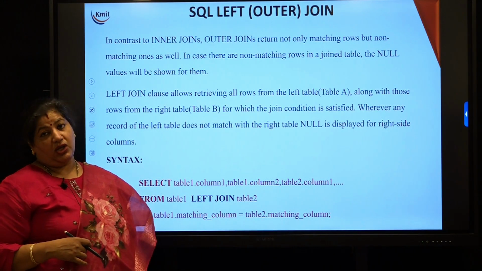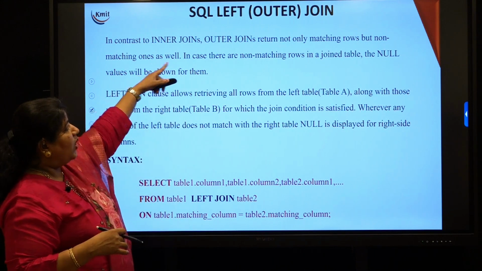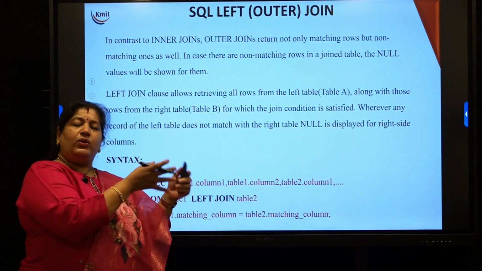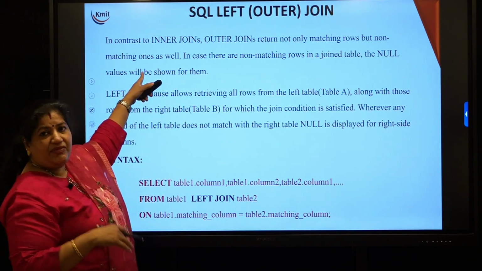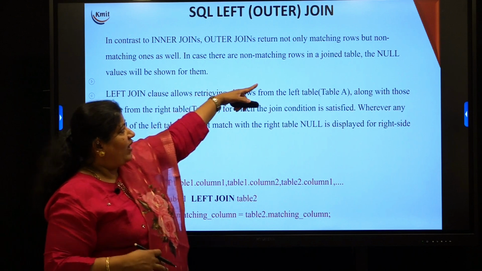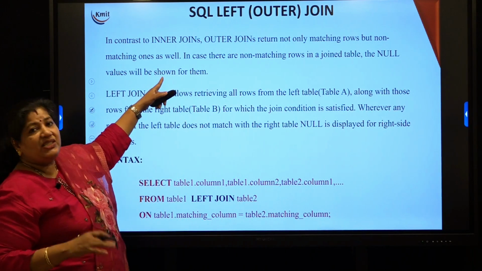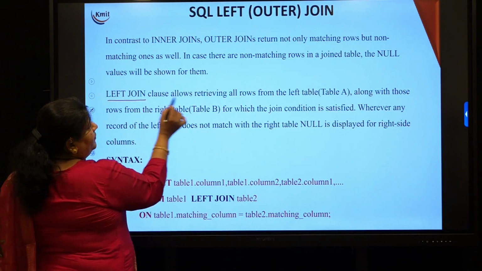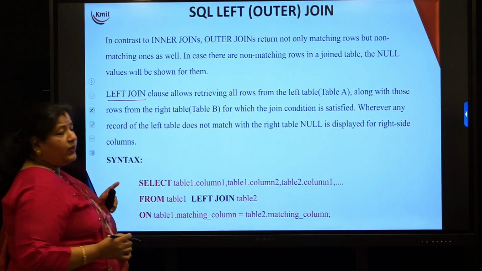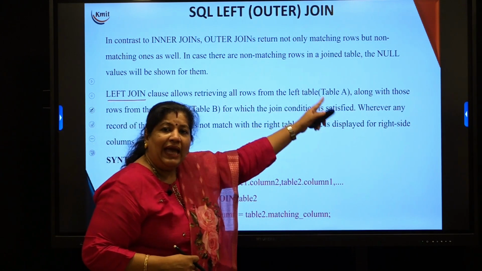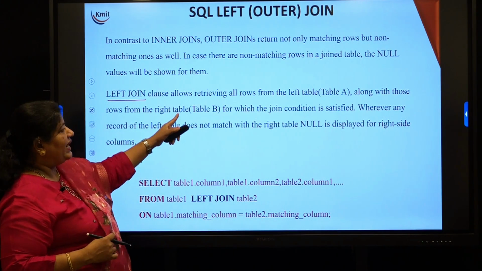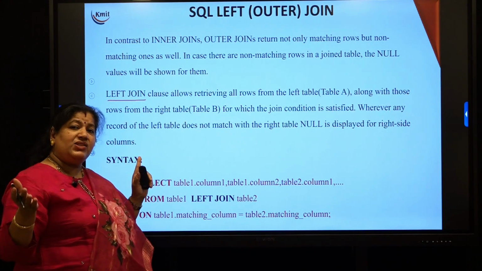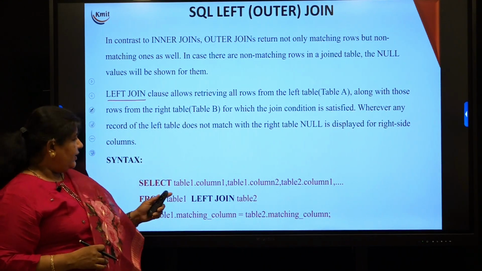Coming to the left outer join. Unlike your inner joins, outer joins not only return matching values, but also the additional non-matching values from the left side or right side table, and for those non-matching values nulls will be shown. Your left join allows retrieving all rows from the left table along with those rows from the right table which match the join condition. Whenever the join condition is not satisfied, it is going to return the null value.